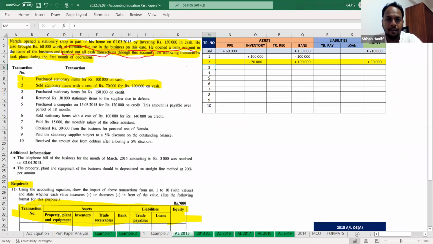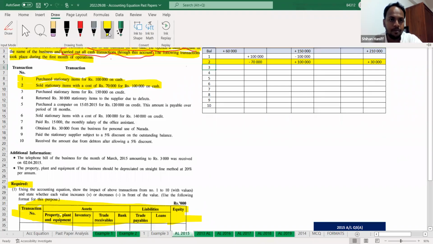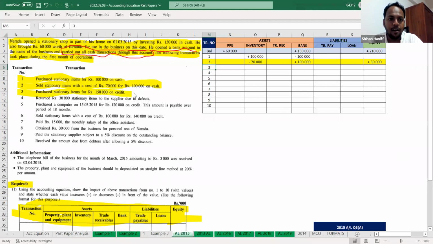Okay. So the next transaction is: purchased stationery items for 150,000 on credit. So this is a credit purchase. If you are purchasing on credit, our liability will increase. So what is the liability? Trade payables. Trade payables increase. Inventory increases by 150,000, and trade payables increase by 150,000.